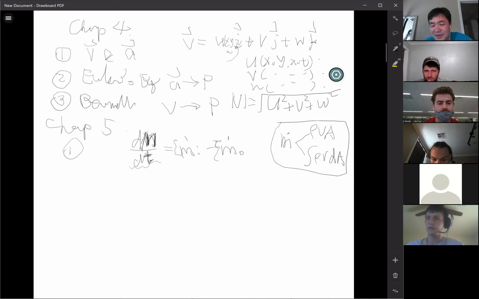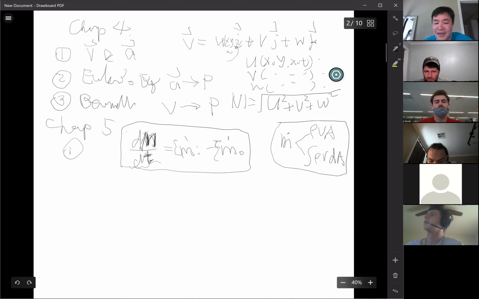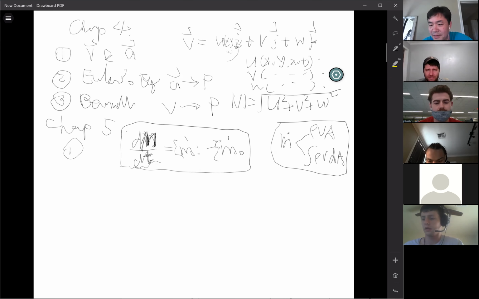No, it's not the momentum equation. This is the conservation of mass. We are in chapter 5, mass flow rate. This is the conservation of mass. You know, this is a concept for the whole chapter 5. It's just this equation. That dm/dt only applies when there's like a vessel collecting.